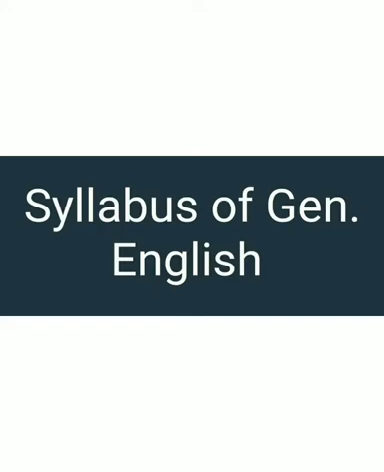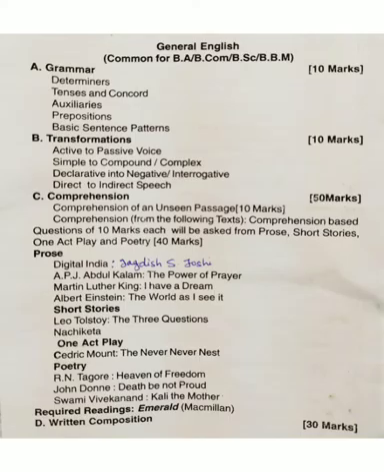In this video, I am going to discuss with you the syllabus of General English that is prescribed in MGS University, Bikaner. This syllabus is common for part 1 of BA, BCom, BSc and BBM classes. The syllabus is in this way. There are four parts in the syllabus: A, B, C, and D. A part covers the topics of grammar, B part covers the transformation part, C part covers the comprehension part, and D part covers the written composition part.